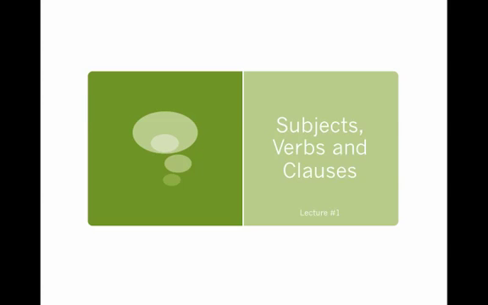This is the first content lecture of English 270 for this summer. This lecture is about subjects, verbs, and clauses. These are our basic functional building blocks of sentences. So, what we're going to see is what these terms mean, how they relate to terms you might know, such as verb, noun, adjective, pronoun, that kind of thing, and how they relate to sentences as well.